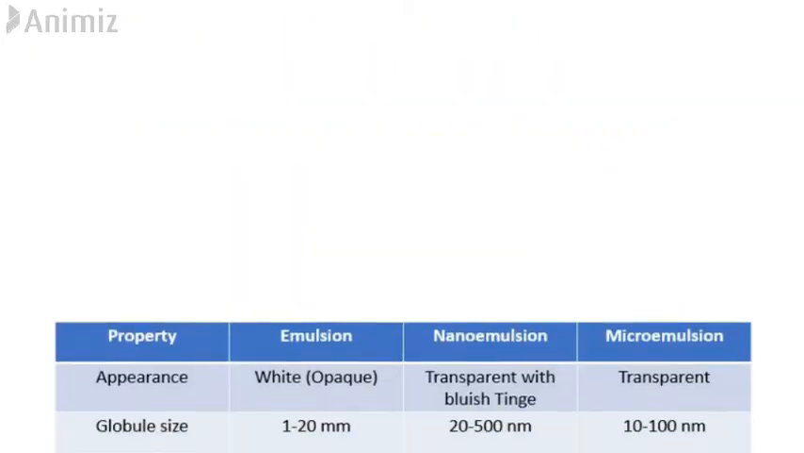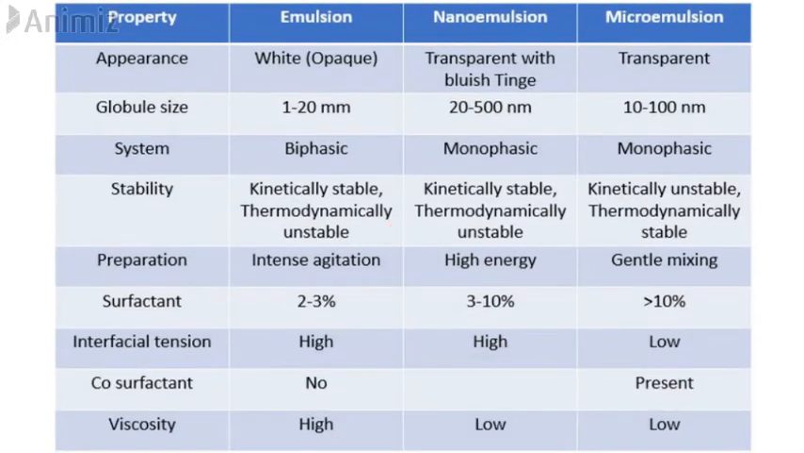Now let's see a comparison between emulsions, nanoemulsions and our microemulsions. So emulsions are white or opaque in color, nanoemulsions are transparent but with a bluish tinge, and microemulsions are transparent or clear in appearance. The globule size of emulsion is 1 to 20 millimeters, that of nanoemulsion is 20 to 50 nanometers, and that of microemulsion is 10 to 100 nanometers. Emulsion is a biphasic system, whereas nanoemulsion and microemulsion are monophasic.